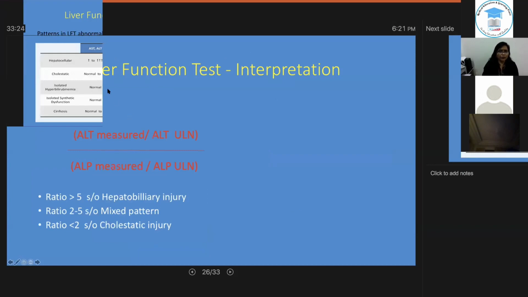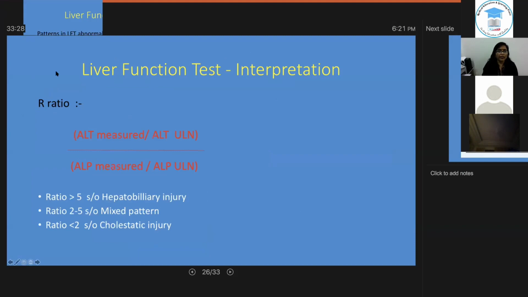R ratio is an important parameter. Nowadays, we calculate it in every patient in whom ALT is measured, which is divided by the ALT upper limit of normal. Say the ALT is 1000 and the upper limit we make it 40. So this ALT ratio will be 25.